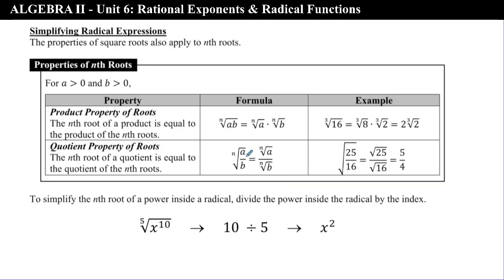The quotient property also exists, where you have the nth root of A over B equals the nth root of A over the nth root of B. And there's an example of this where you can break things up. To simplify the nth root of a power inside a radical, divide the power inside the radical by the index. So if we have the fifth root of x to the 10th, you divide 10 by 5. That gives you 2, so your new power is x to the 2nd.